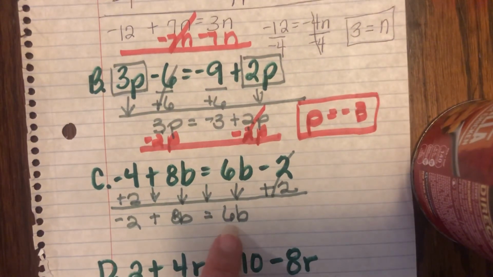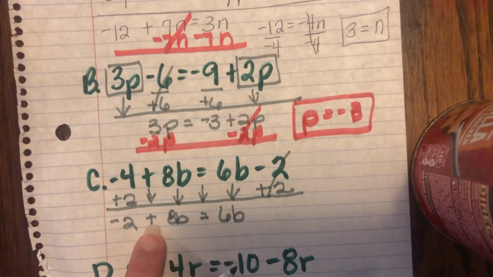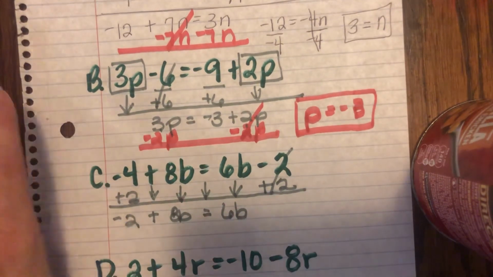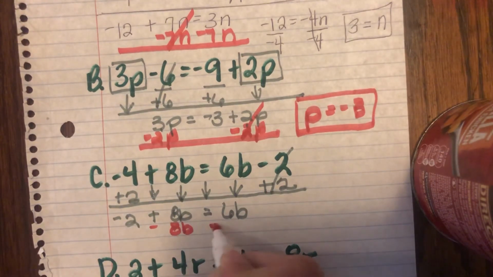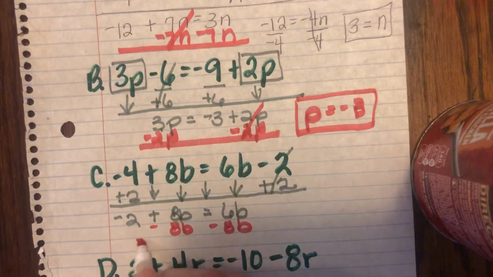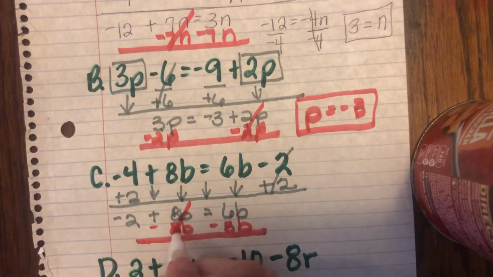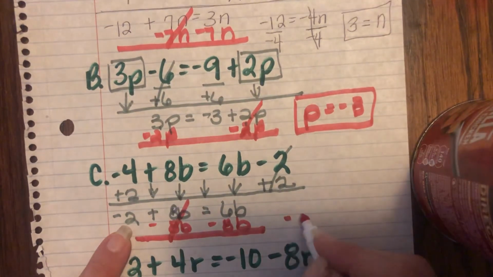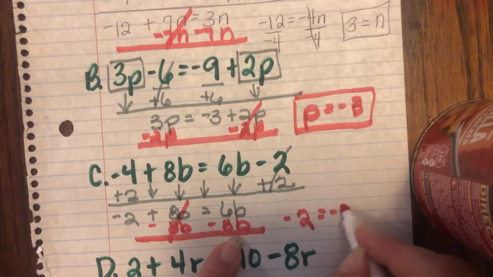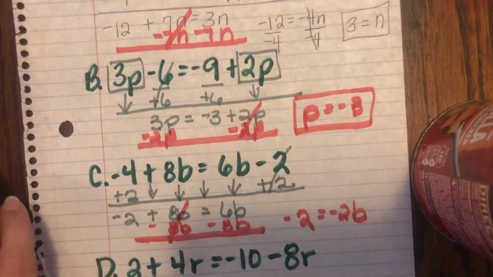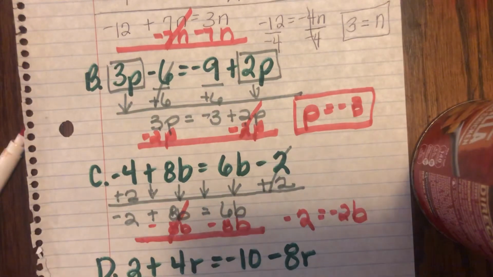So again, we're subtracting him, and we're subtracting because that's addition, and subtraction is the opposite operation. So I'm going to subtract 8b, 8b. There we go. That goes away. That leaves me with negative 2 equals negative 2b. And I'm left with one more step.